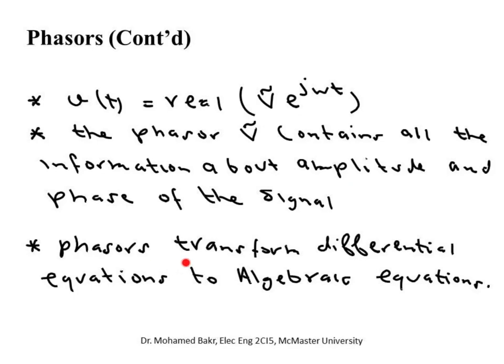The great thing about phasors, and we have seen that even with the complex response functions, is that they transform differential equations into algebraic equations. Because when you differentiate dv by dt, if you write it as a complex number, the derivative of e to the j omega t will give you j omega e to the j omega t, and the equation becomes an algebraic equation. Okay, so this is the great thing about using phasors, and this is why we're going to use them in analyzing AC circuits.